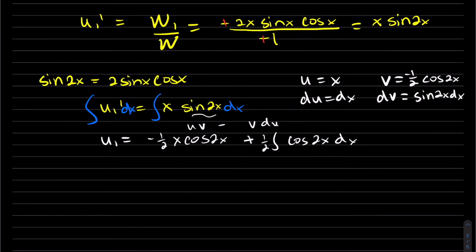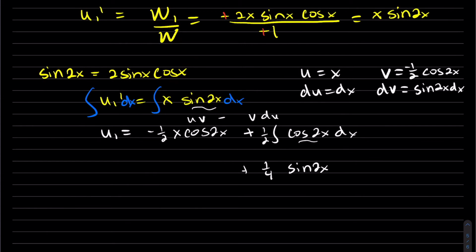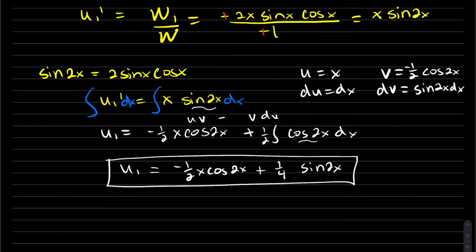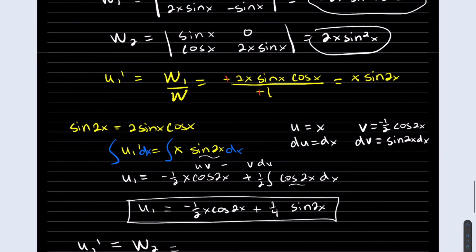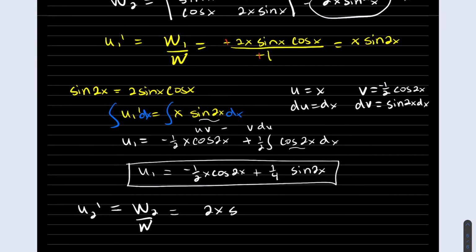It looks like we can handle that pretty easily. Cosine of 2x, we're integrating, so that'll be 1/4. 1/2 times 1/2. Sine of 2x, and that's positive. And there's u1. Now let's do u2 prime. It's W2 over W. W2 is right here. And I think our W is just -1.